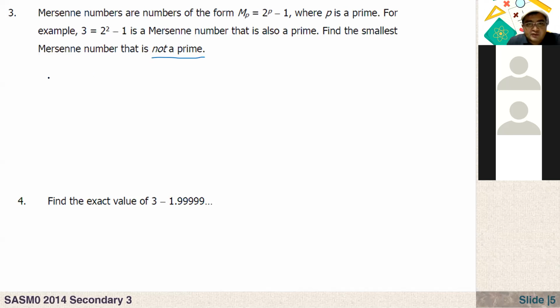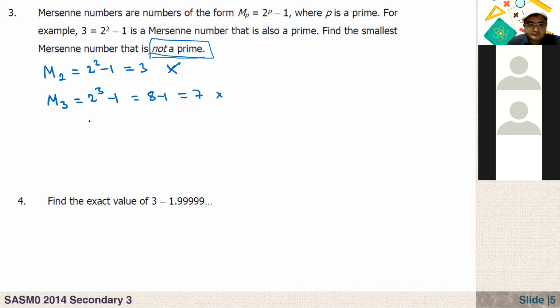So now just check this. If p is equal to the first prime number, 2, here we have 2 squared minus 1, that's equal to 3. It's a prime number, so it doesn't work for us. The next prime number is 3. 2 cubed minus 1 is 8 minus 1, that's equal to 7. Also a prime number. We are looking for a number which is not a prime.